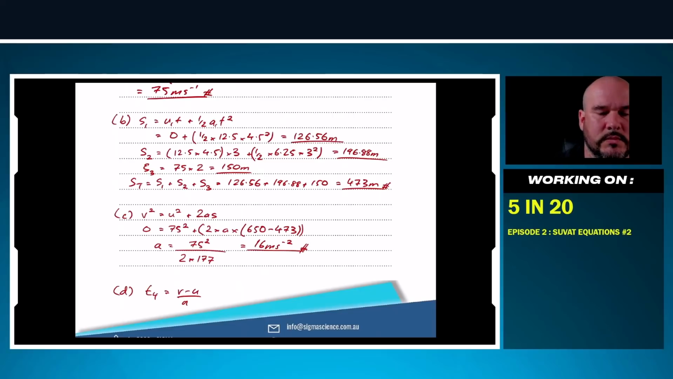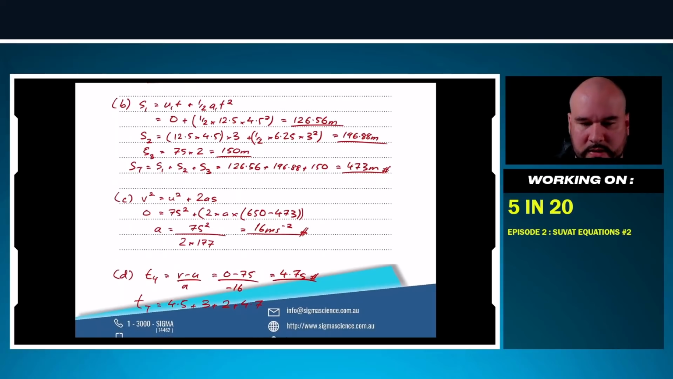So basically we go figure out what the time taken for the last part of the journey is, because we know the first 3. We're told it's 4.5 seconds, and then 3 seconds, and then 2 seconds. Let's figure out what the time is for the 4th section. So we have V minus U over A, our V being our final speed of 0, our initial speed being 75, and our A being 16. We end up with a time for the last section of about 4.7 seconds, and then we just add them all together. 4.5 plus 3 plus 2 plus 4.7 gives us about 14.2 seconds.